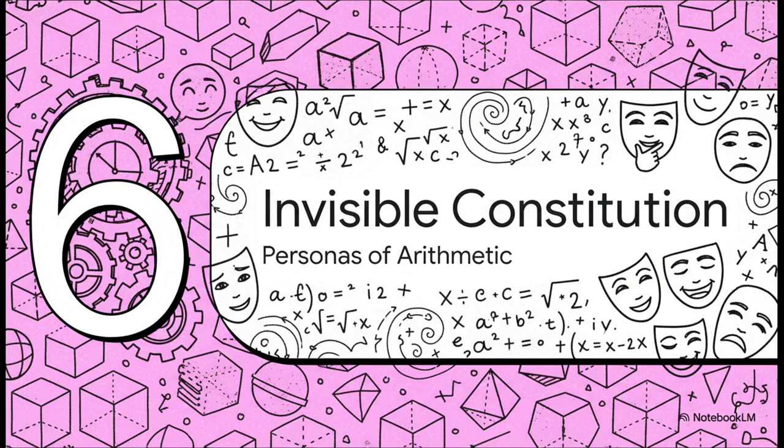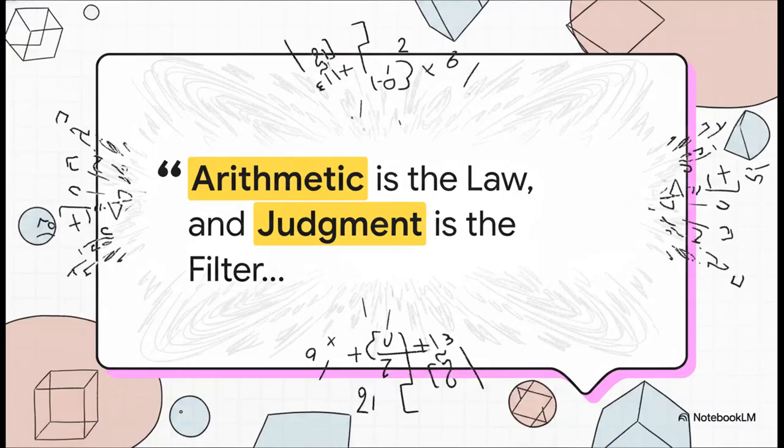Section 6. The Invisible Constitution. Personas of Arithmetic. Now, I want to elevate this mathematical proof to its profound existential implications. Let's view this through a philosophical framework known as the personas of arithmetic. There is this incredibly powerful concept from our source material that states, arithmetic is the law, and judgment is the filter that decides which parts of the void are allowed to be real.